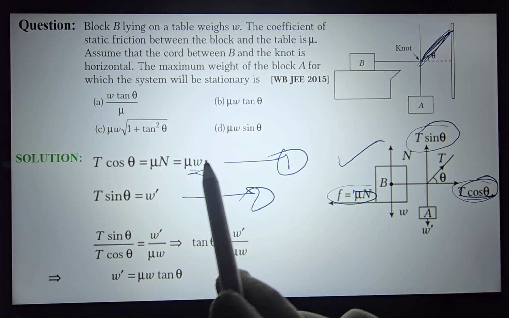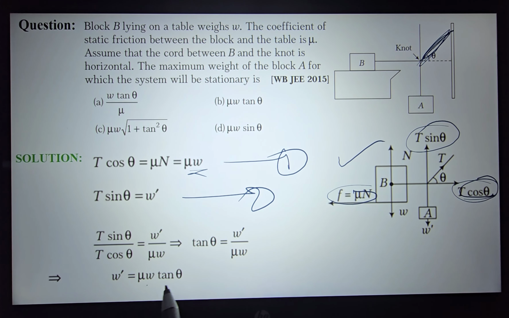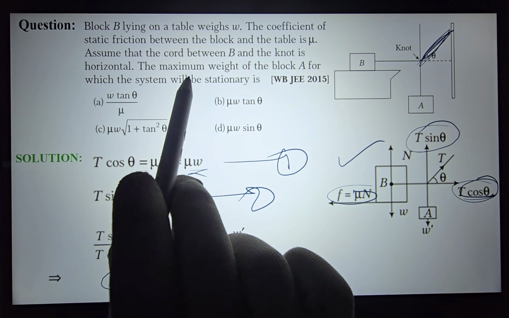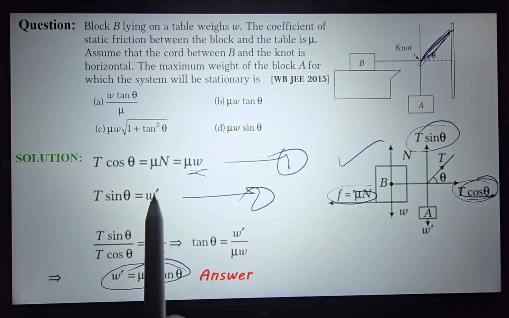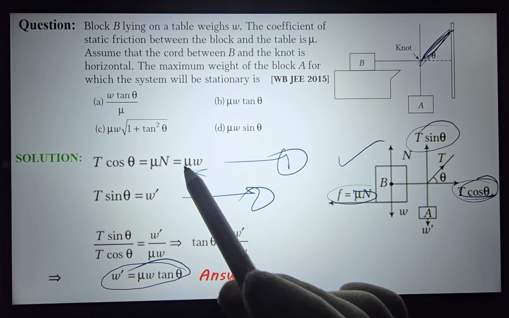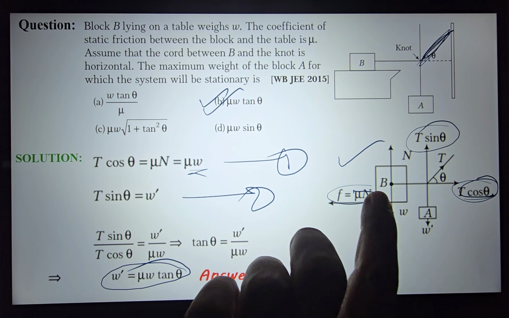Now if you divide these two equations, you get W dash is equal to mu into W into tan theta, right? Now this is the answer, because in this question it is simply asking the maximum weight of the block A for which the system will be stationary. So in this case, this is the answer, which is W dash. W dash means option B is correct, right? Now see the next problem.